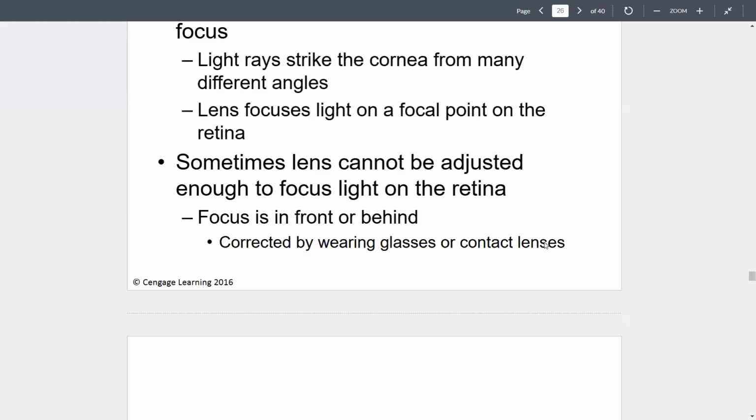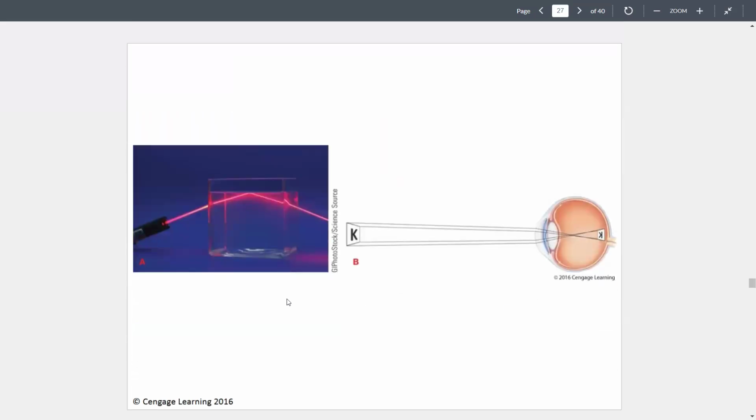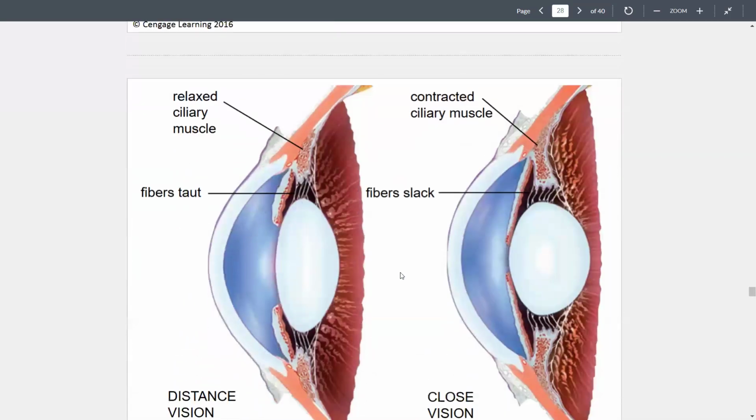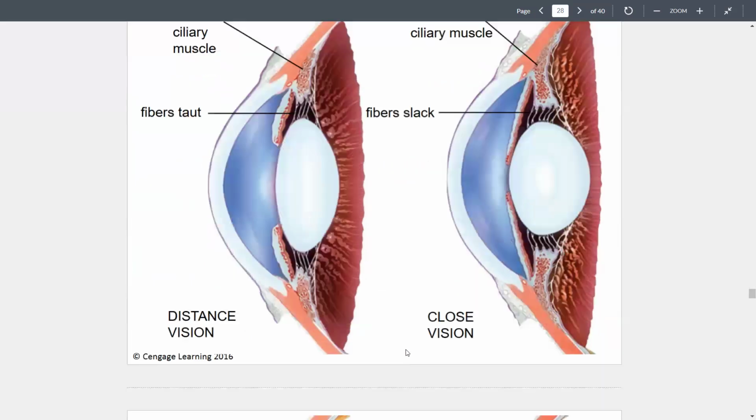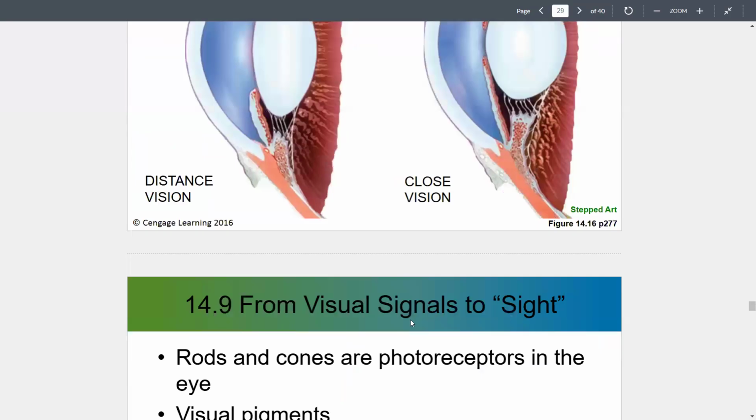So I think I probably explained a lot of this. And oh, the image is upside down. That's true, and your brain flips the information. So here is distance vision, where your lens flattens, and then close vision, where your lens gets bigger. But when people are older, they can't do that anymore.